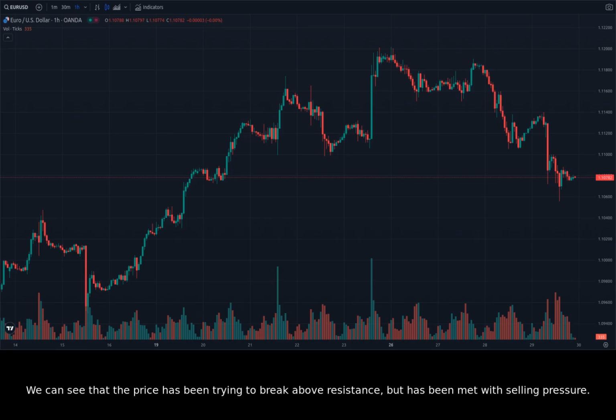We can see that the price has been trying to break above resistance, but has been met with selling pressure. The fact that the price has failed to break through this resistance level suggests that the bears are still in control. Furthermore, we can observe a bearish engulfing pattern, which is a strong bearish signal. This pattern indicates that the sellers have overpowered the buyers and pushed the price lower. This bearish signal on the 1-hour chart reinforces the bearish sentiment observed on the daily chart.